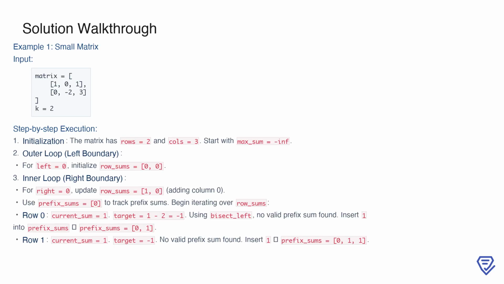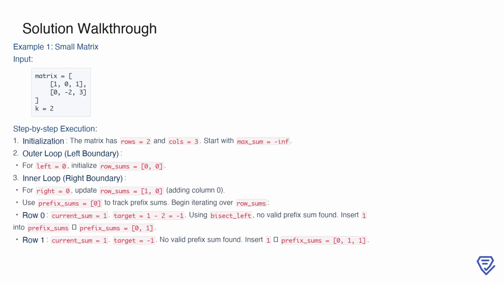To begin solving this problem, we initialize the matrix dimensions as rows equals 2 and cols equals 3, and we set max_sum to -infinity. The goal is to find the maximum sum of any rectangle in the matrix that does not exceed k equals 2. We start by iterating over the left boundary of the rectangle, setting left equals 0, and initializing row_sums to 0, 0, to represent the cumulative sums of rows between the left and right boundaries.